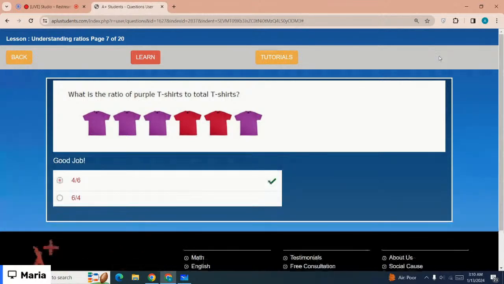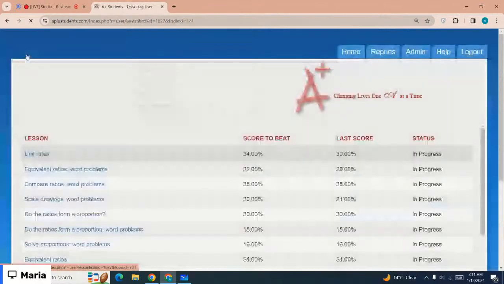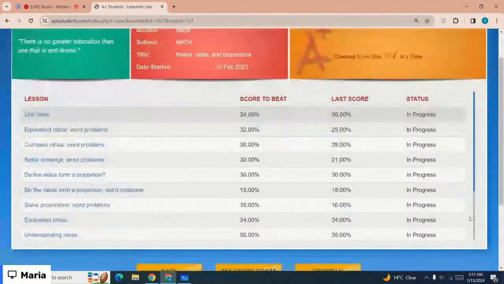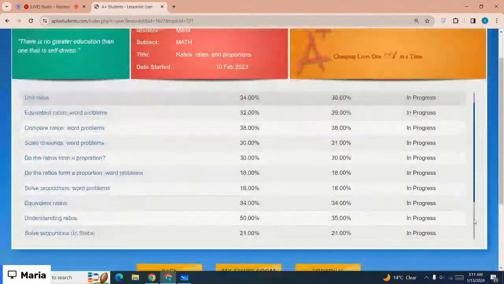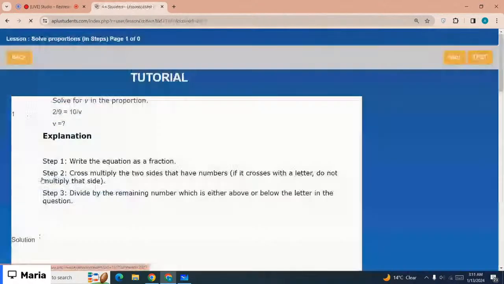Okay, you can complete the lesson by yourself later today. So let me just move on to the next lesson, and the next lesson is solve proportions in steps. So let's just start with the next lesson.